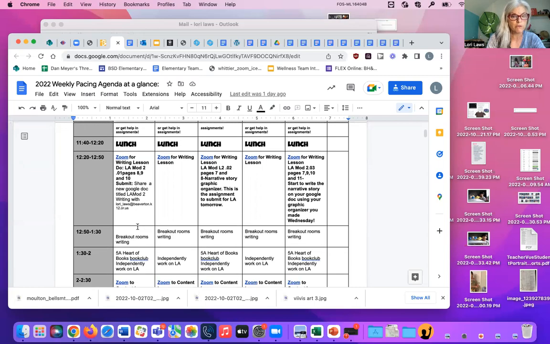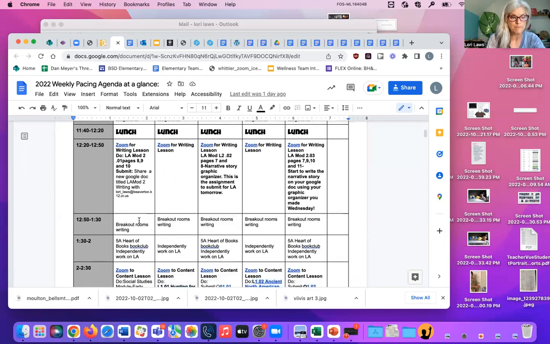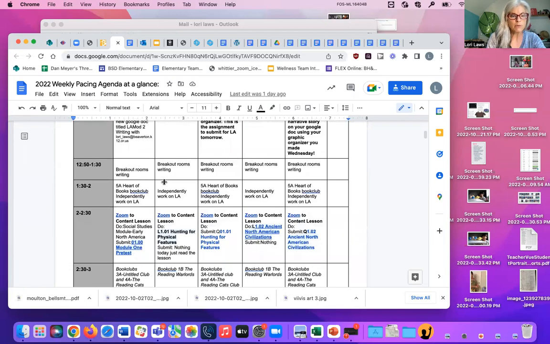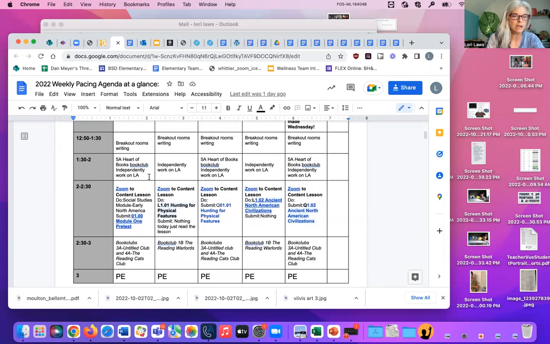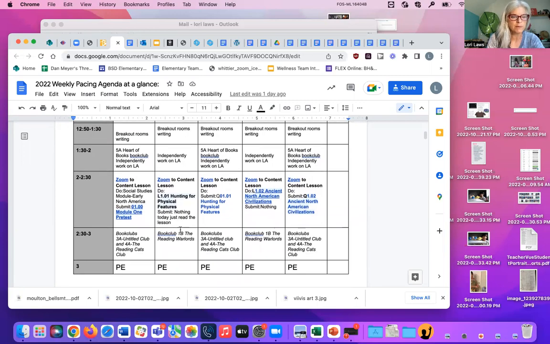But for 2 weeks, I want you to focus on the one in the lesson. Then we're going to do breakout rooms for writing at 1:30. I want my 5A Heart of Books group to remember to come in today, Wednesday, and Friday. You have 3 meetings this week. While they're coming in, you guys are working on your language arts assignments.